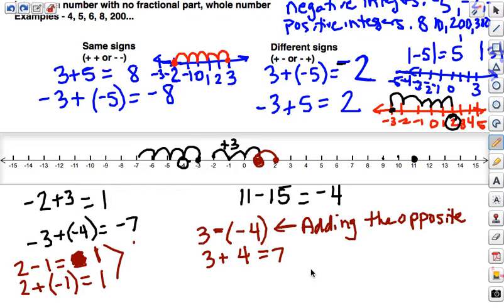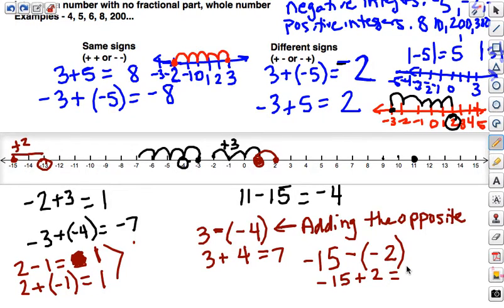So let's look at one more of these where we're subtracting a negative number. Let's say we have negative 15 minus negative 2. So we're going to add the opposite. The opposite of negative 2 is just a positive 2. And you could always put it on the number line. So negative 15, and then we're adding 2. So we're going 1, 2 to the right, taking us to negative 13.